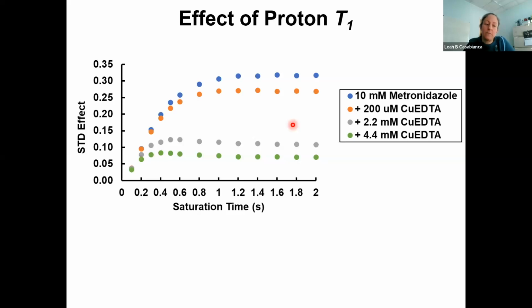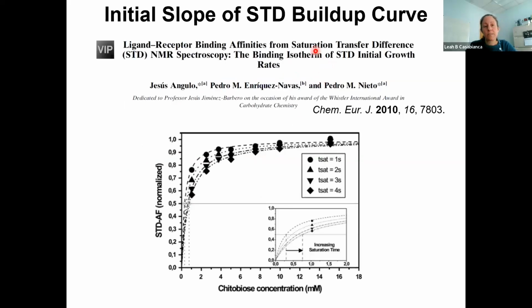And this is to be expected because if we extrapolate to T equals 0, relaxation hasn't had a chance to drive the magnetization back towards thermal equilibrium. So the moral of this story is you want to use the initial slope of the STD buildup curve rather than an STD effect at one particular saturation time when you're calculating KDs.